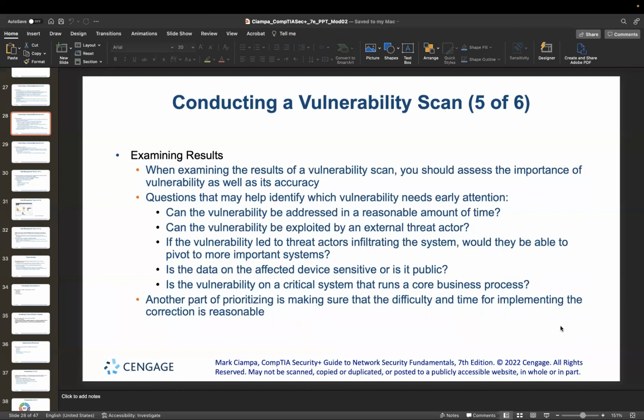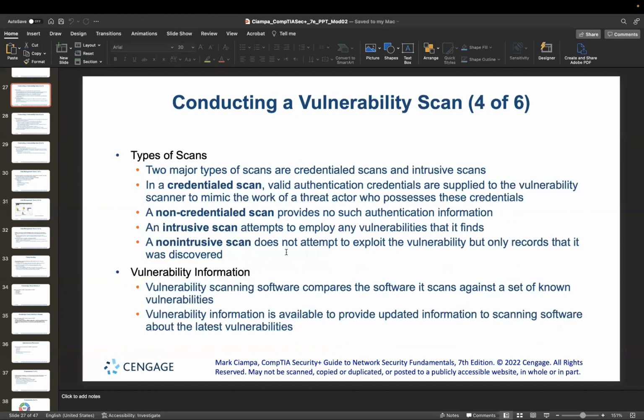Hey, question: if the intrusive scan is exploiting vulnerabilities, does that make it closer to a pen test? It is the closest, yes. How is it distinguished from a pen test? This is an automated process. Pen test is a manual process. Pen test has a more limited scope. This one scans a set of systems that you have on a regular basis. Oh, okay, thanks.